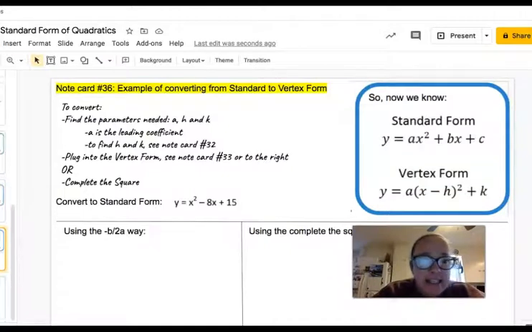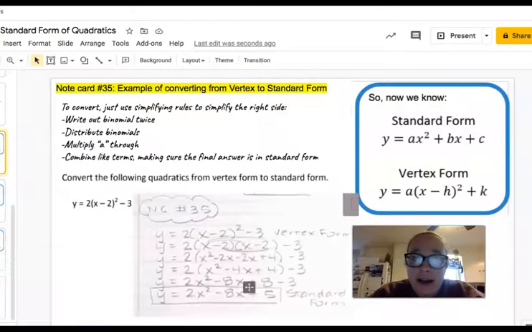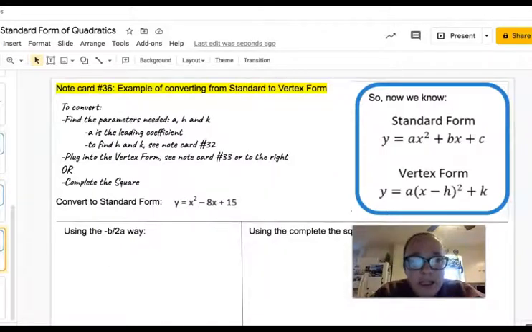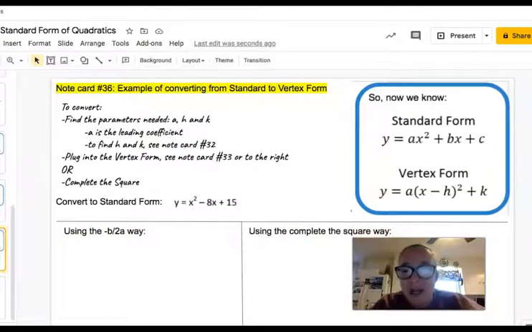This is the last note card of the lesson, probably the hardest part of the lesson, because in note card 35 we were just going from vertex to standard form. We just had to follow simplifying rules. Now we have to know how to multiply and distribute, but that's all we had to do. For note card 36, we're going to have to remember more things. You're going to have to remember how to do it.